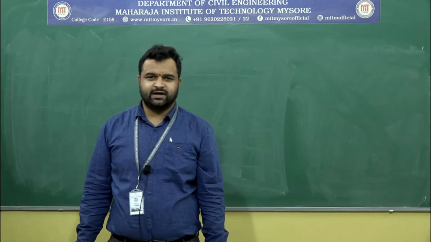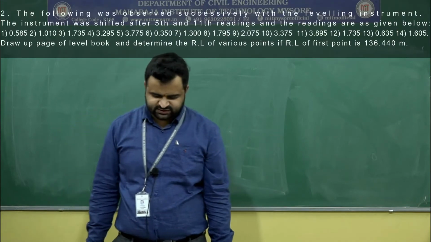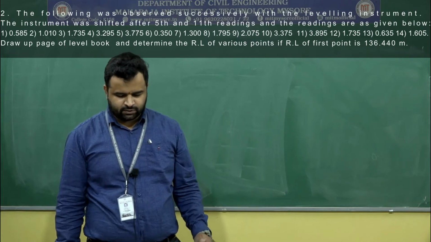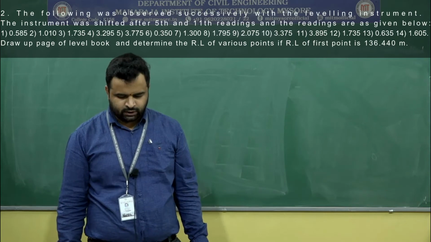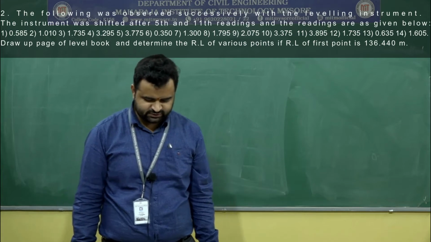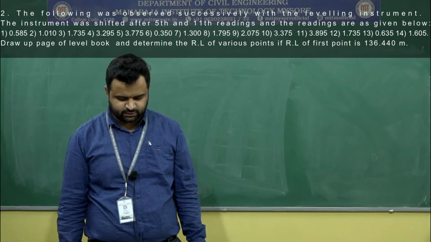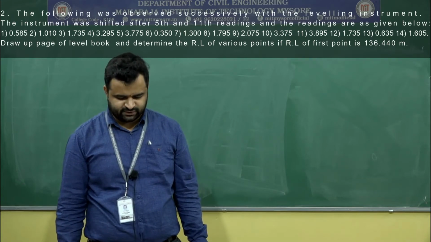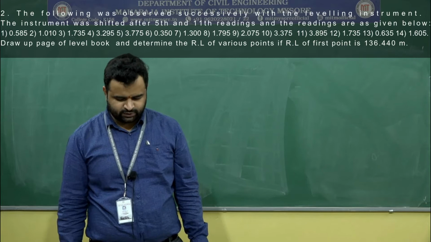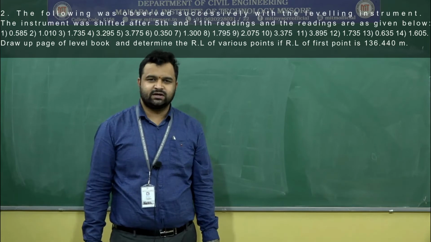So next let me move on to the second problem, which goes like this. The following was observed successively with the leveling instrument. The instrument was shifted after 5th and 11th readings, and the readings are as given below. There is 0.585, 1.010, 1.735, 3.295, 3.775, 0.350, 1.300, 1.795, 2.075, 3.375, 3.895, 1.735, 0.635 and 1.605. So the readings are given as shown.